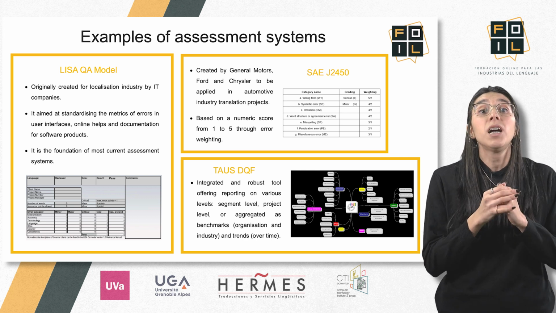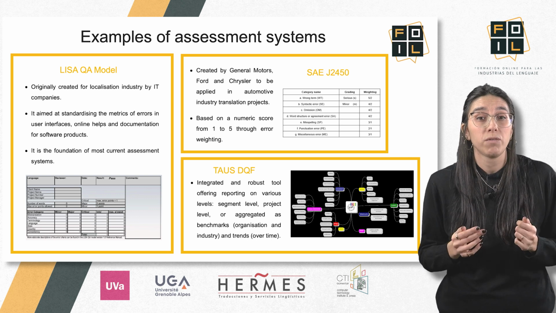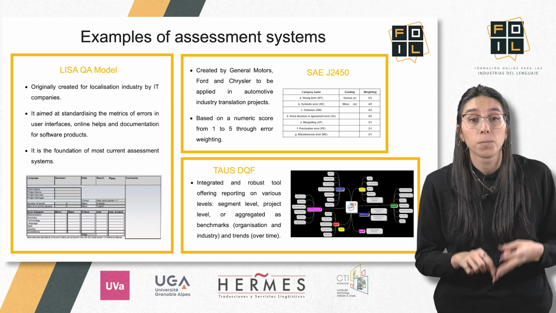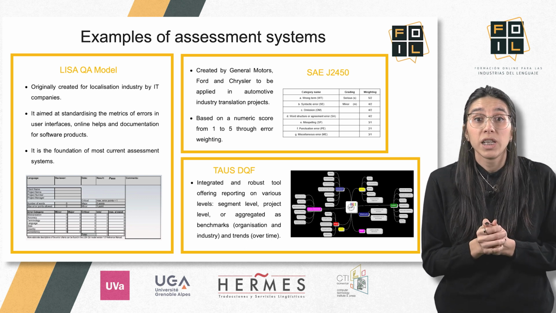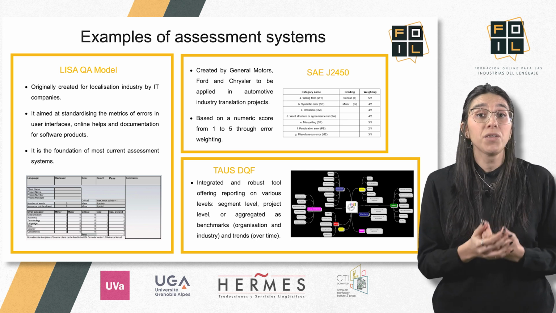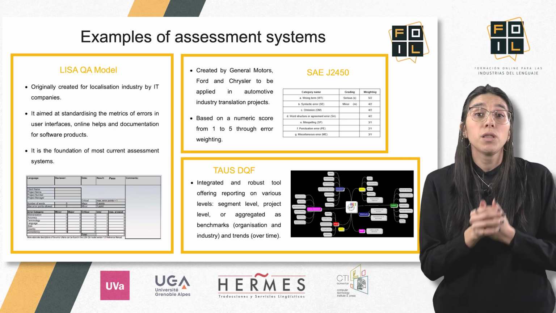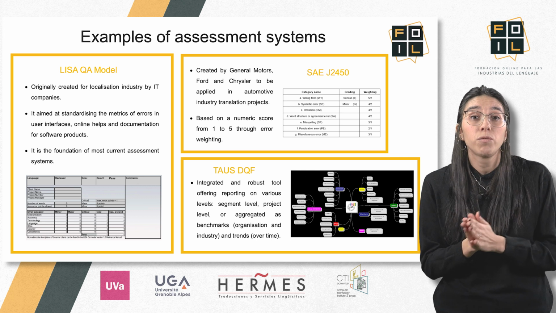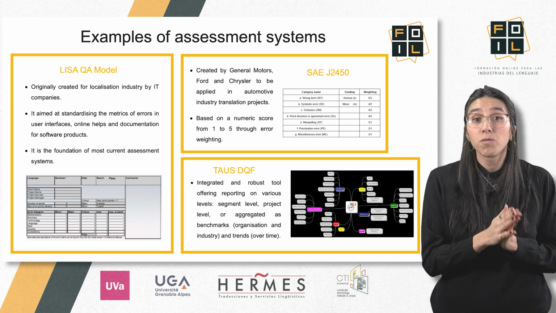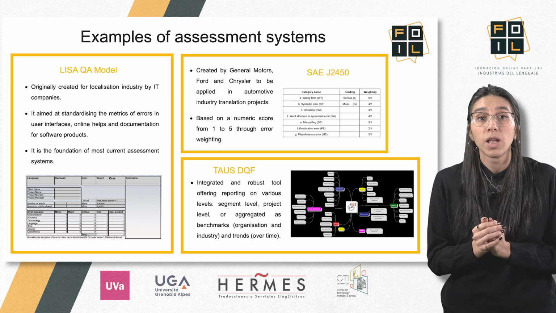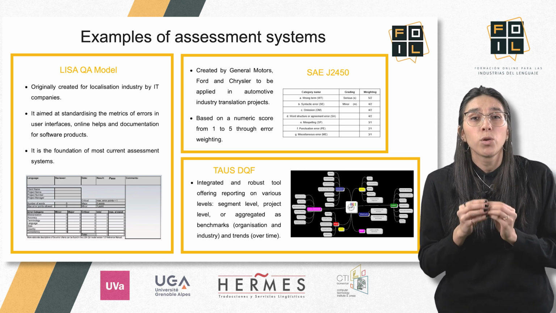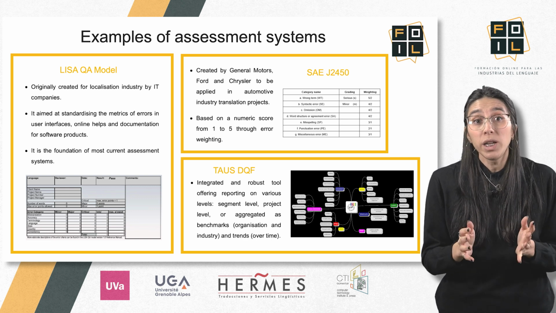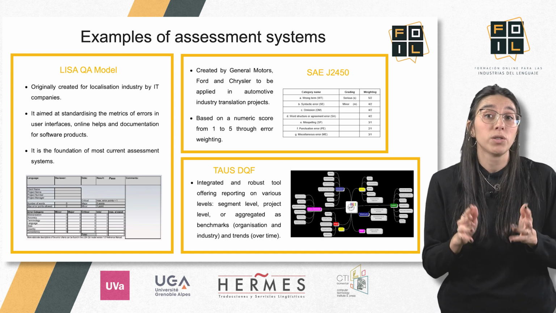TAUS DQF is an integrated and robust tool offering reporting on various levels, segment level, project level, or aggregated as benchmark and trends. With the advent of machine translation and post-editing, TAUS played a significant role in the creation of standards governing the measurement of post-editing and ended up designing its DQF model from 2012, which has plugins for the most important CAT tools. It is originally a quality framework built around DQF-MQM error typology, which was upgraded to a translation performance analytics tool in 2015.